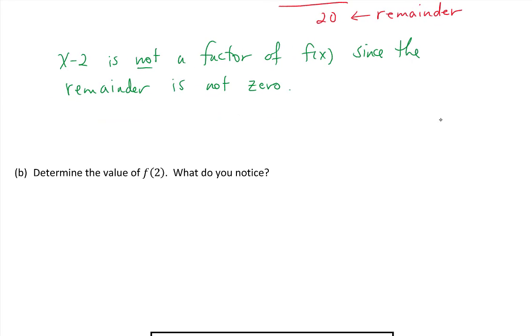Determine the value of f at 2, and what do you notice? So what we're going to do now is take our function and sub in the value of 2. If we evaluate the function at 2, we see we get the value of 20, which you notice is the remainder from above.